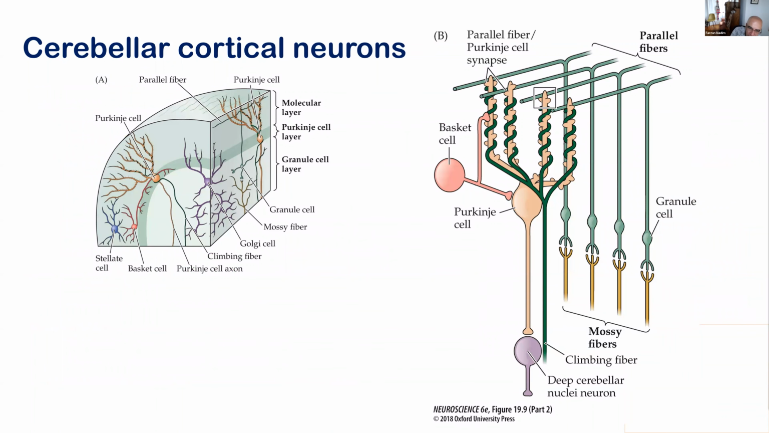But now let's come to this thing that I was telling you. The mossy fibers come in, those are the inputs to the cerebellum. They talk to the granule cells. The granule cells make the parallel fibers, which talk to the Purkinje cell.